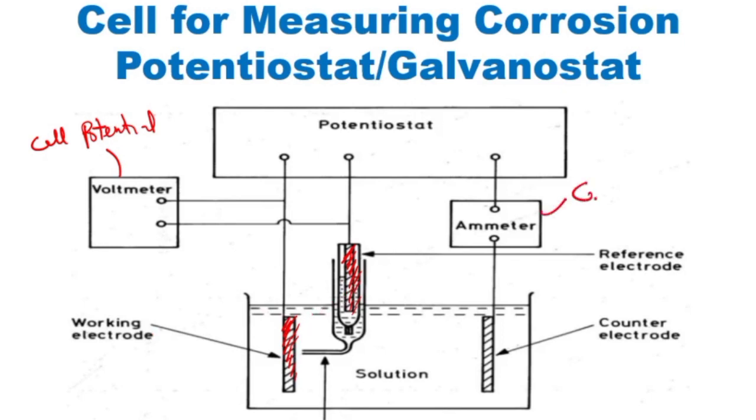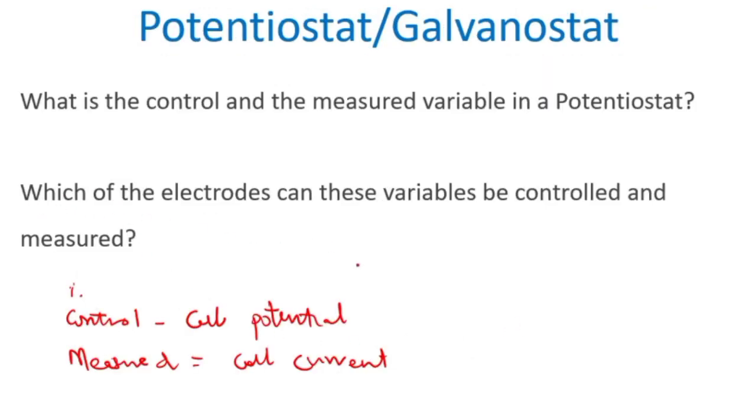And let's look at the measured one, which is the cell current. The cell current is measured between the working electrode and the counter electrode, because the counter electrode helps the flow of electrical current. So we should note that. For the second question, the cell potential is controlled between the working electrode and the reference electrode, and the measured cell current is between the working electrode and the counter electrode. Let's take note of that.